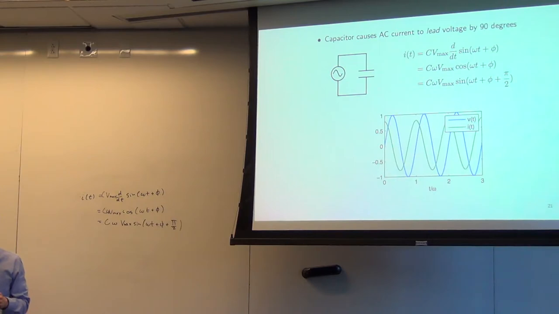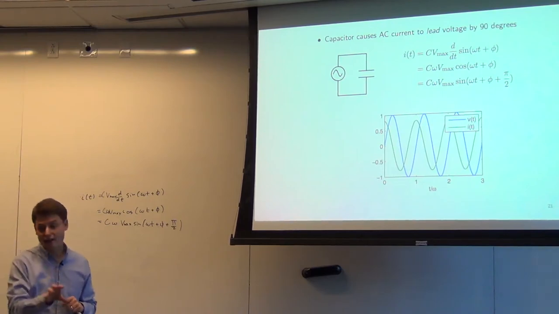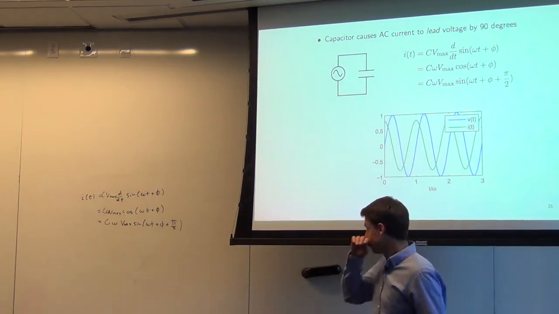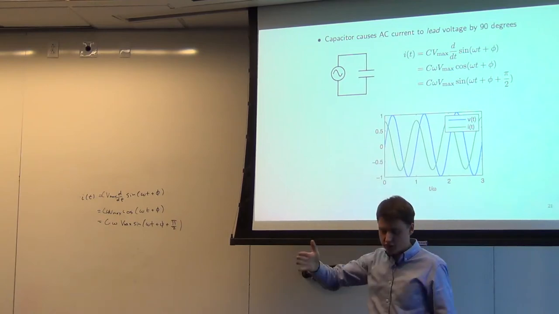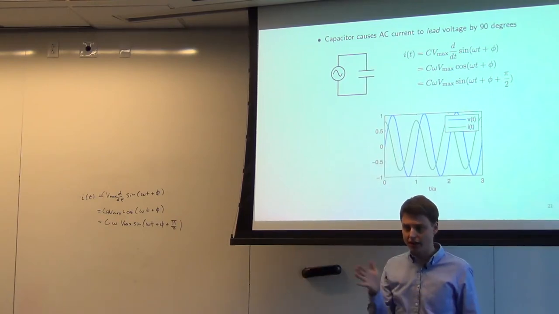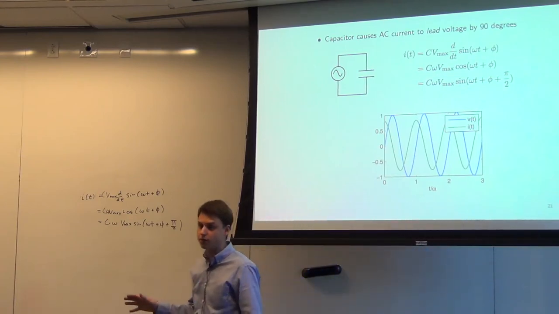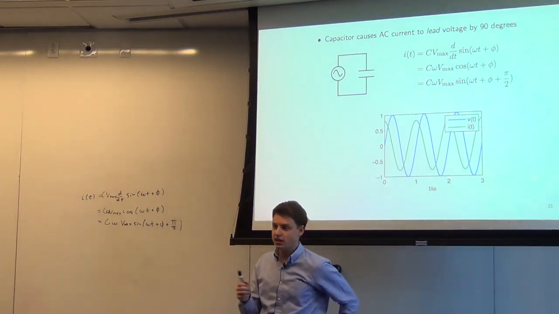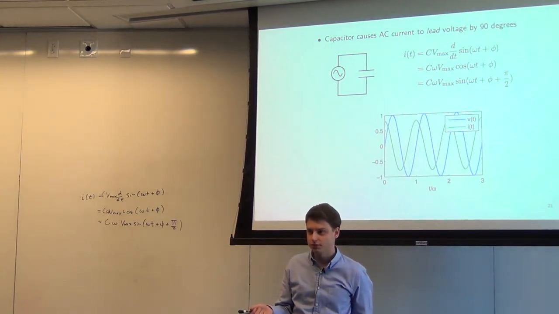Okay? So what's happening is that just like with an inductor in an AC circuit, if you hook up an AC circuit to a capacitor, that's fine. First of all, current will flow through this thing. And just like the inductor caused the current to lag behind the voltage by 90 degrees, a capacitor will cause the current to lead the voltage by 90 degrees. So the current, rather, is always 90 degrees ahead of the voltage. Right?